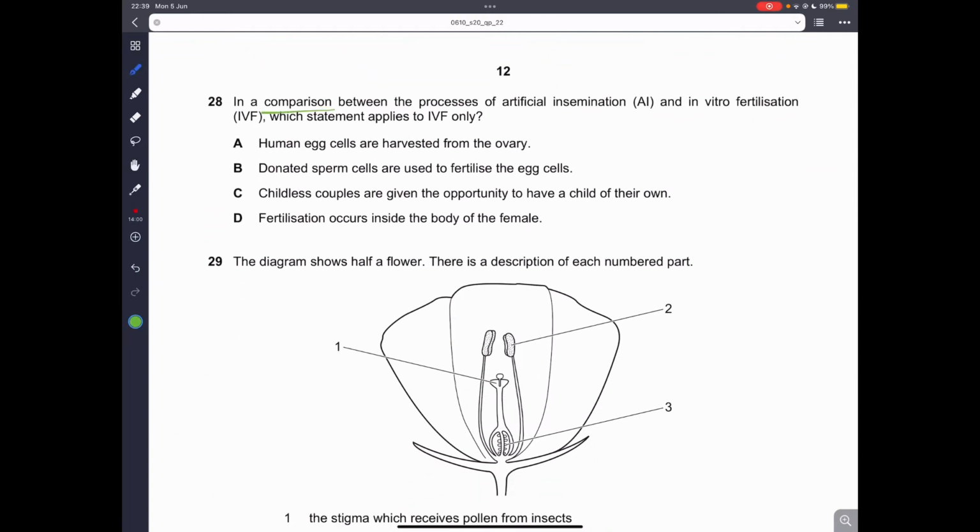Question 28. In a comparison between the process of artificial insemination and in vitro fertilization, which statement applies to IVF only? Remember, IVF is basically where the embryo is grown in a lab. For artificial insemination, the sperm comes from a sperm donor, and the sperm is inserted inside a woman's vagina.